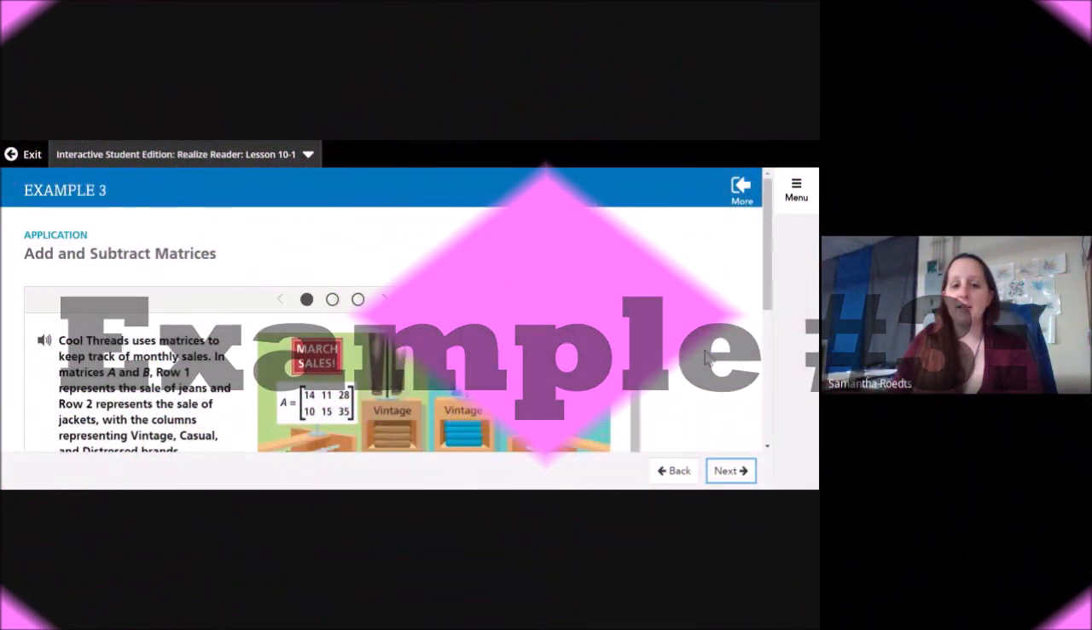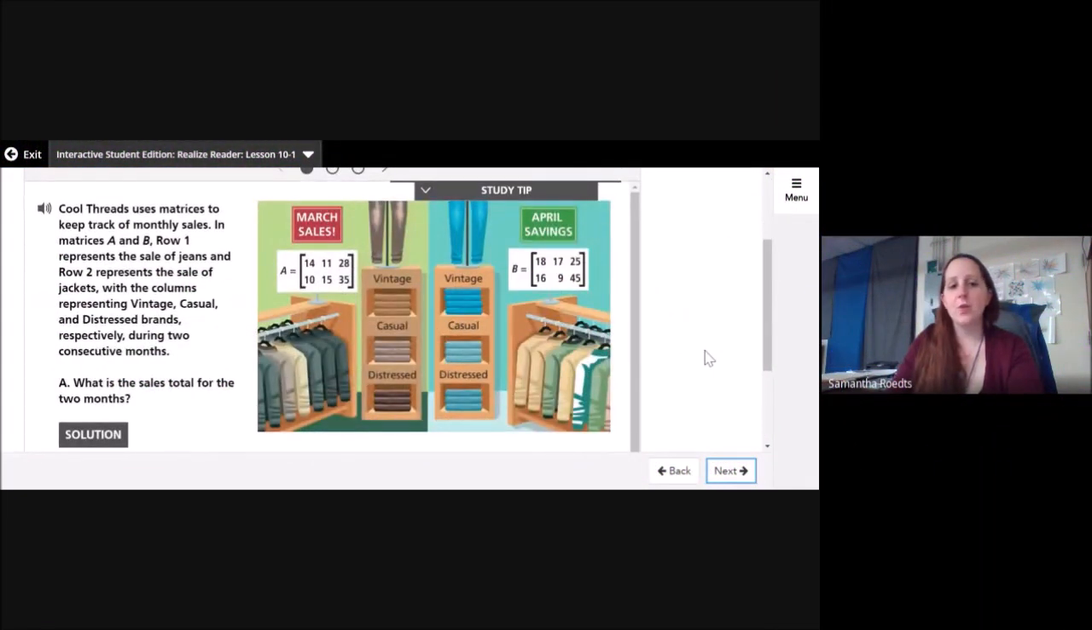Example 3, add and subtract matrices. Cool Threads uses matrices to keep track of monthly sales. In matrices A and B, row 1 represents jeans and row 2 represents the sale of jackets, with the columns representing vintage, casual, and distressed brands, respectively, during 2 consecutive months. So here's March and here's April sales.